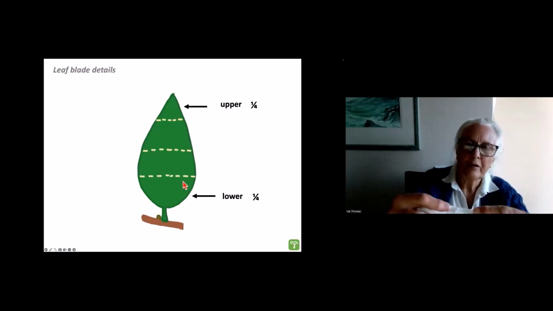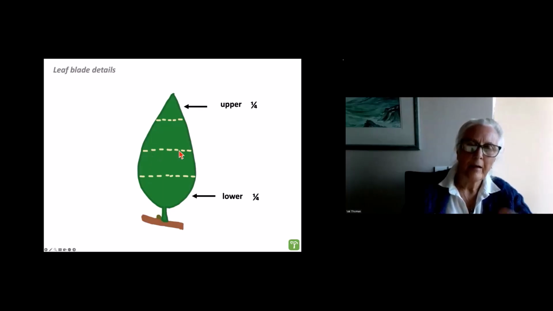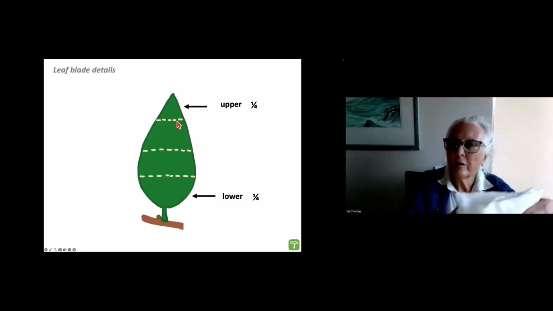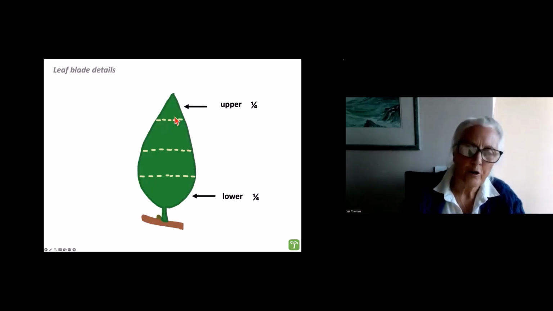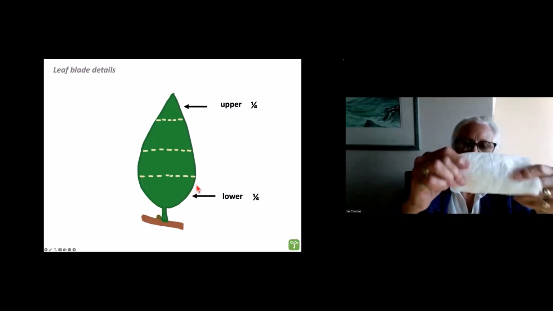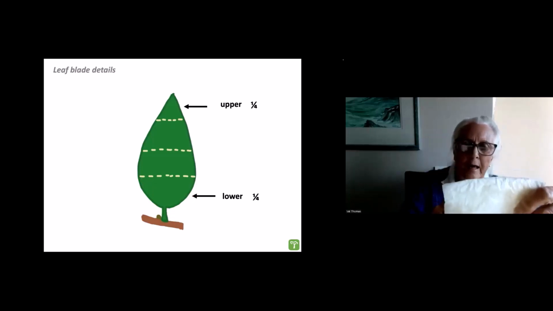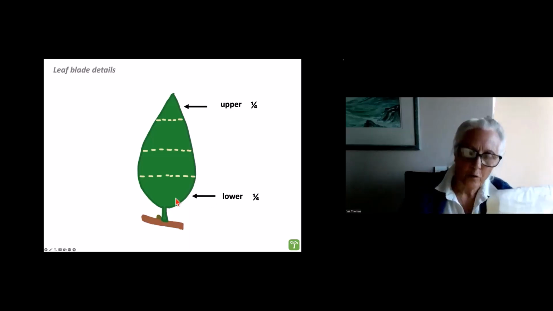If you think of it as a fold in the middle here, and then this is my upper end, and then there's another fold there, the first detail we're going to ask you is about the upper quarter. The second detail we're going to ask you is about the lower quarter. So that's from your fold down to the lower end, which is where the leaf stalk came in, and this we call the lower quarter.